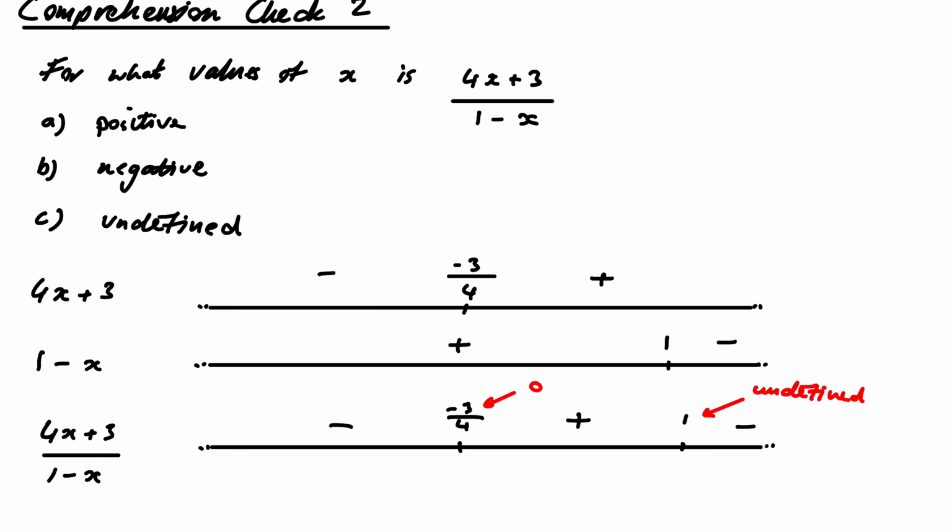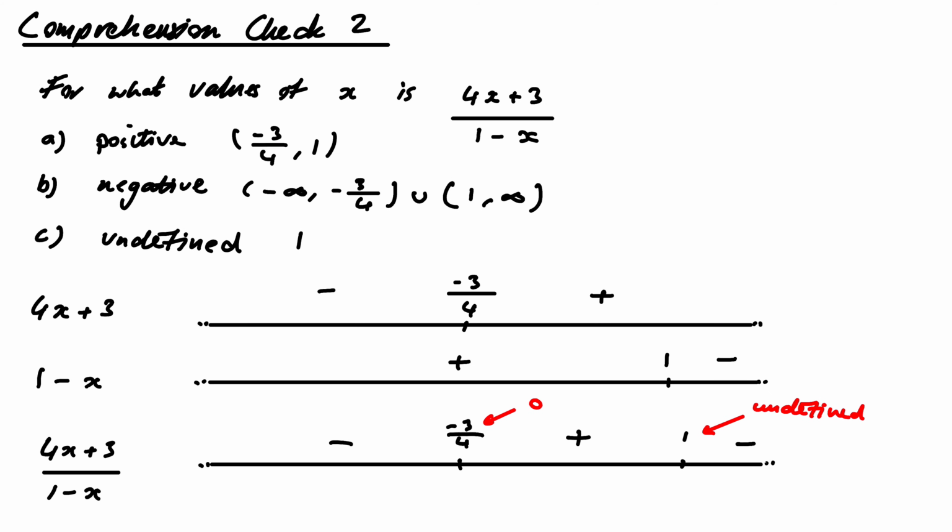Okay, so let's write everything down. Positive at the top, that's the open interval, I think, from minus 3 over 4 to 1. Negative, it's kind of the union of two intervals. It's minus infinity to minus 3 over 4, union, okay, 1 onwards. Not inclusive because you're undefined at 1. So those are the possibilities. So again, this is a quite clunky way to do it because you've got to draw 3 number lines. There are slicker ways to do it, as we're going to see in a second.